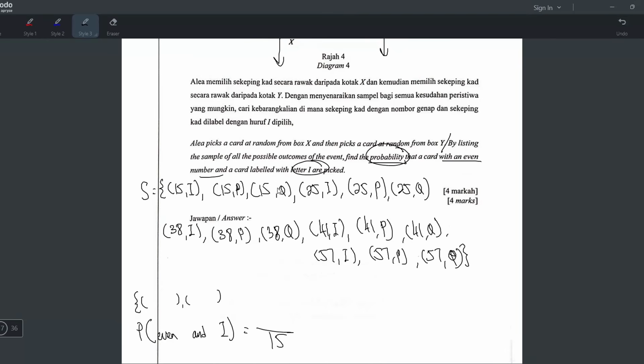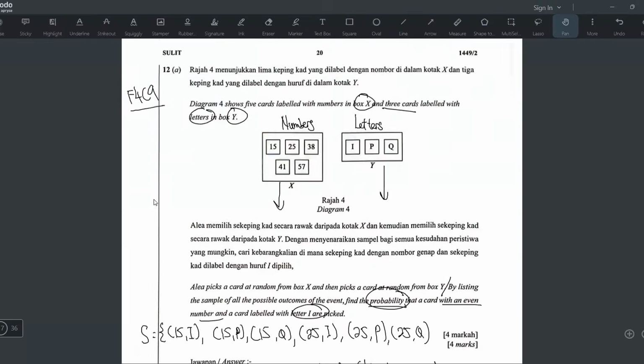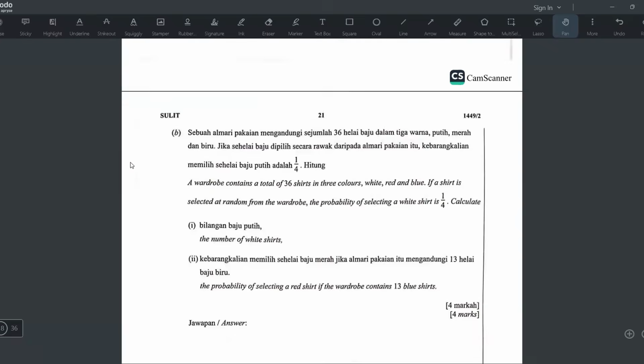15, okay, 3 ni confirm tak boleh sebab dia bukan even. Dia bukan genap. 25, 3 ni pun tak boleh sebab bukan even. 41 pun tak boleh. 57 pun tak boleh sebab semua ni bukan genap. So only 38 I sajalah. It means this is the only one out of 15. Out of the 15 yang ada ikut syarat ini, even and I. So 1/15 is the answer. Okay lah, sudah siap lah, that's all lah. Yeah, it's not even that difficult, that's all.